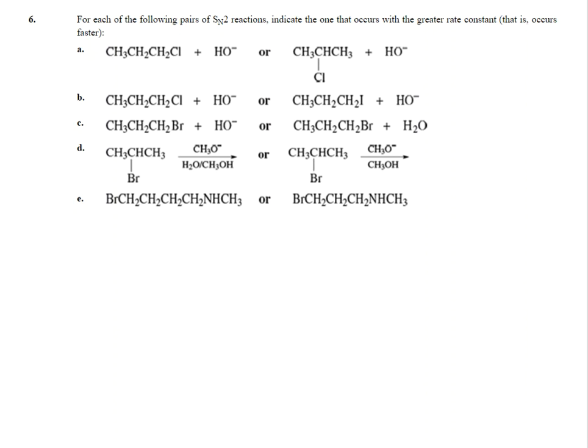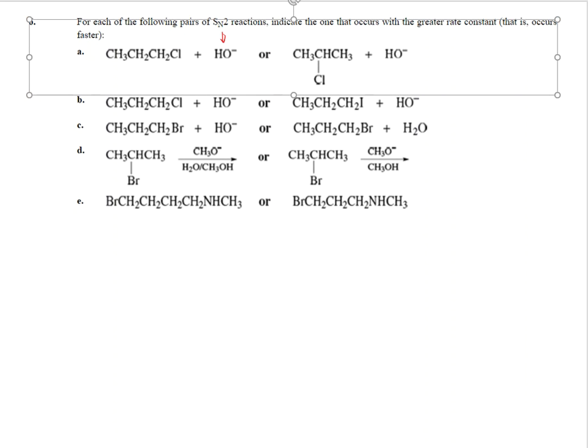So let's take a look at this last example problem that I want to do with substitution. This question says, for each of the following pairs of SN2s, indicate the one that occurs with the greater rate. So which one's preferred? Let's look at A. I have three carbons in a row with chlorine, with OH. And then I have three carbons in a row with chlorine in the middle, and there's an OH.